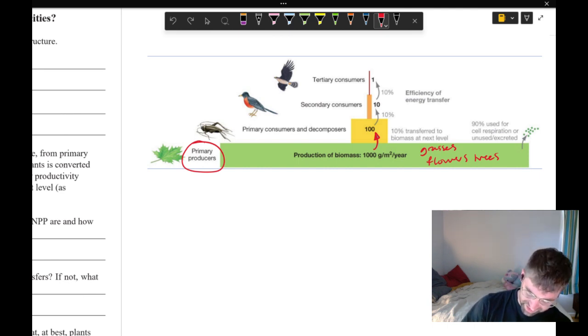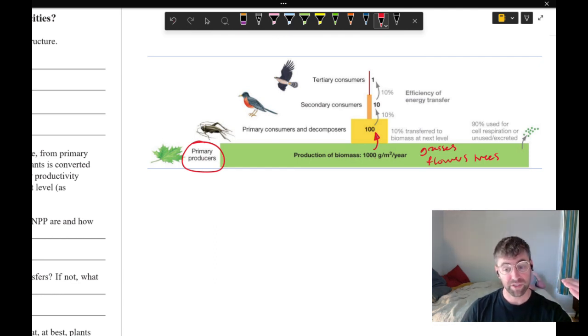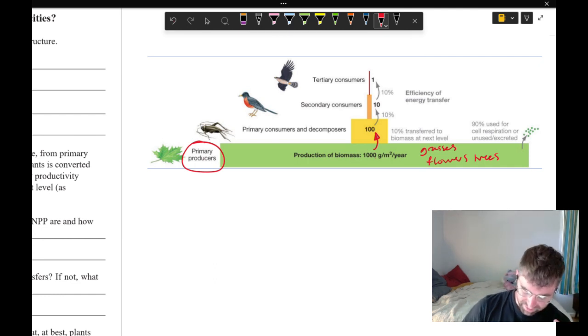You are also going to see some numbers on this chart, which will be really handy later. And basically what this is showing is you have a 10% transfer of energy from one trophic level to the next. And so you have this dramatic decrease from 1,000 grams per square meter per year to 100 to 10 to 1.